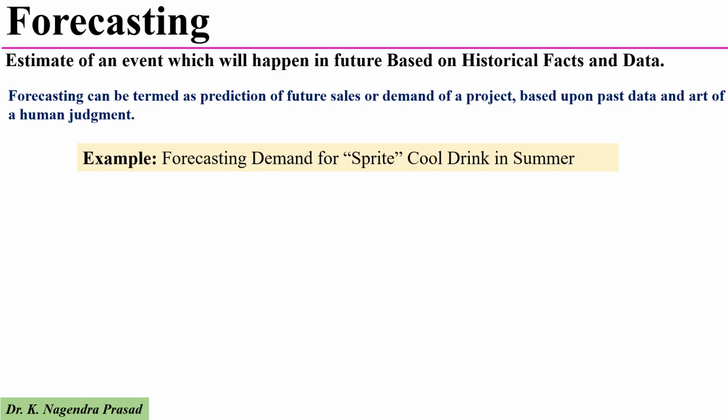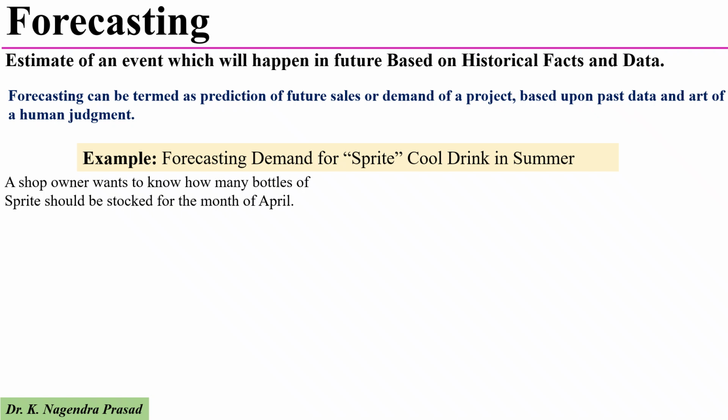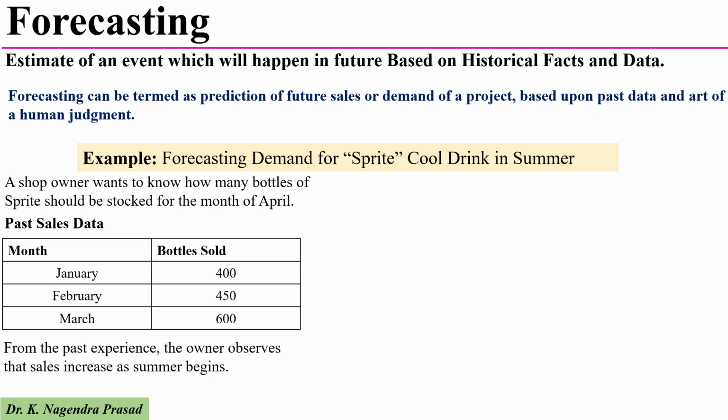So let's see one example. Forecasting demand for Sprite cool drink in summer. A shop owner wants to know how many bottles of Sprite should be stocked for the month of April. In this regard, he observed the previous sales data for January, February, and March, and he observed that in January the number of bottles sold was 400, in February 450, and in March 600.